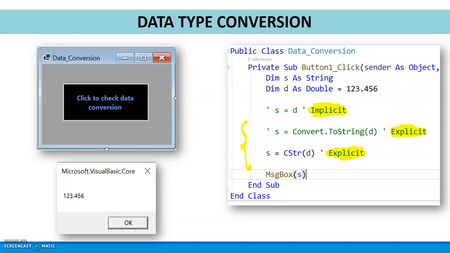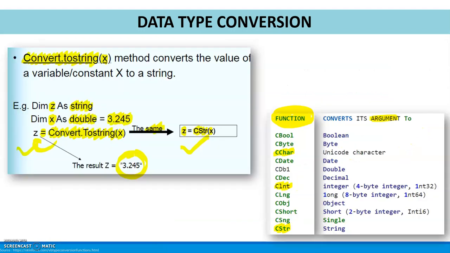So this is about data type conversion. Two types, implicit and explicit, and two methods, the Convert method and the function method. Also one new thing we learned is the message box, and how to use it. Of course we will see more about the message box in later sessions, but this is about data type conversion.